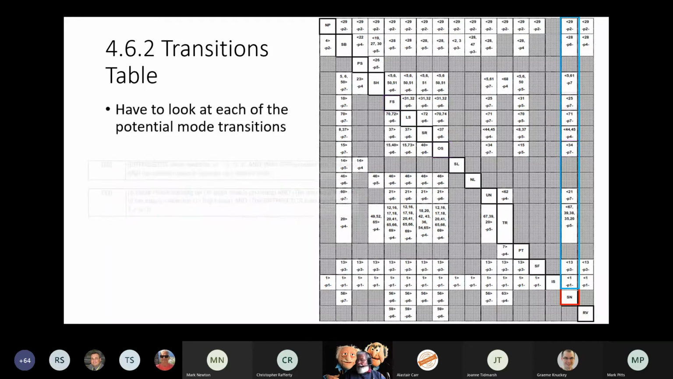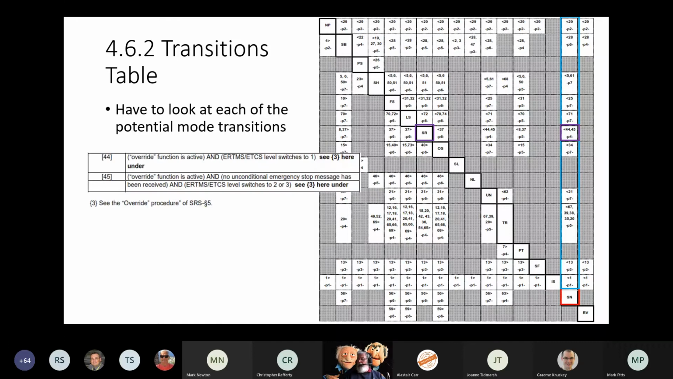What other modes are there? Well, staff responsible is a potential. And we go to staff responsible if there are a number of conditions, and they're 44 and 45. And for us, the lower one is important if we're going to level 2. So the driver has previously, before the transition, selected override. So the override function is active. No unconditional emergency stop message has been received. That's fine. And then the ETCS switches to level 2 or 3. And there's more information in the override procedure in chapter 5.